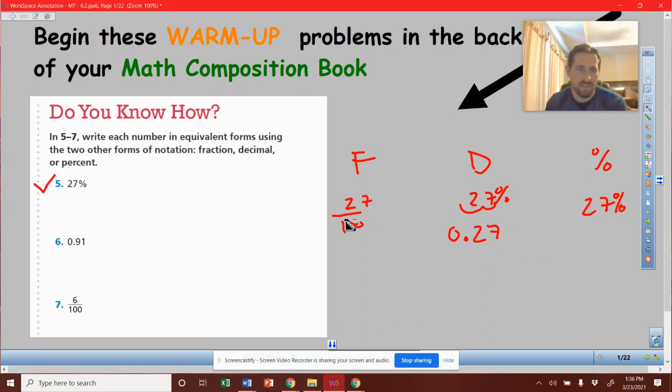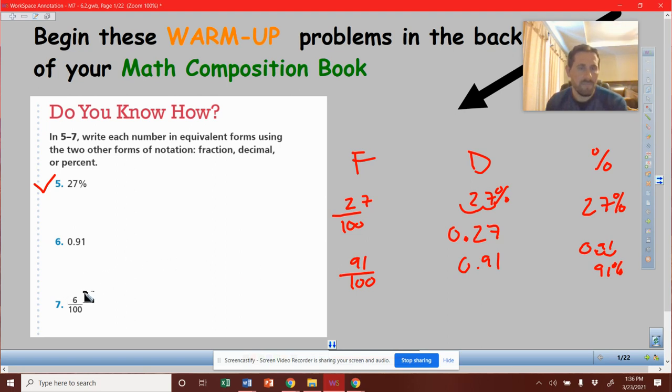Now we're going to go to 6. It's in a decimal form. It's 0.91. So how would I write that as a percentage? I've got to move the decimal. So I'm going to rewrite it over here, 0.91. We're going to move the decimal 1, 2 spaces to the right, and it will become 91%. And then how do I write that as a fraction? Again, percent is a number out of 100. So it's 91 out of 100.